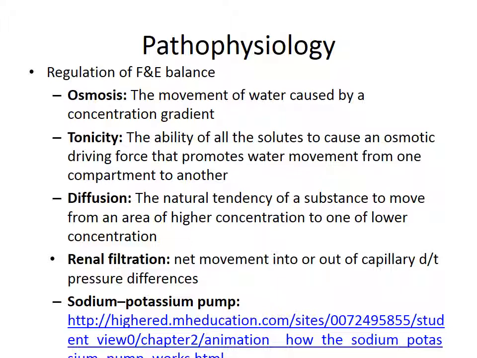And renal filtration is the net movement into or out of the capillary due to pressure differences, most often from the kidneys. There is a nice link here to the sodium-potassium pump, which is also something you should view.